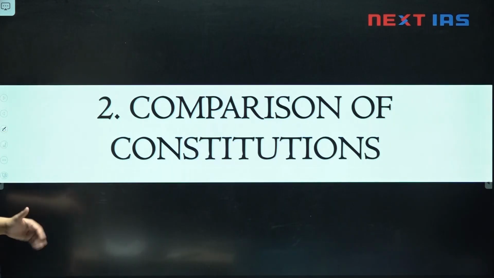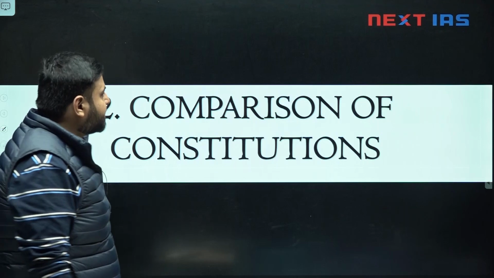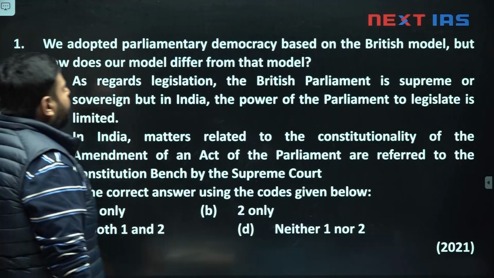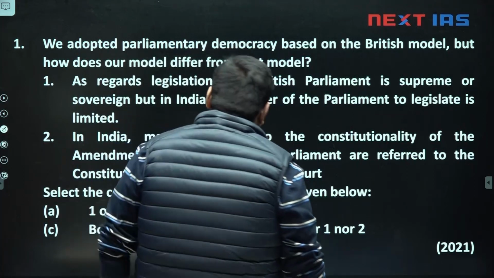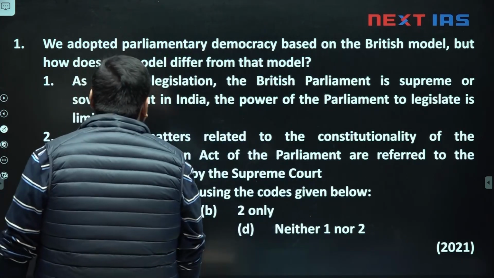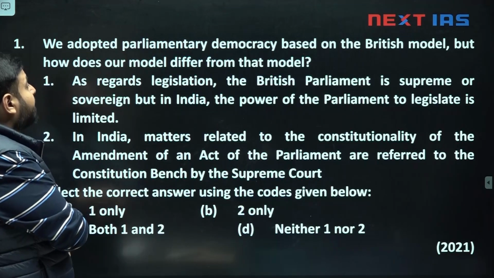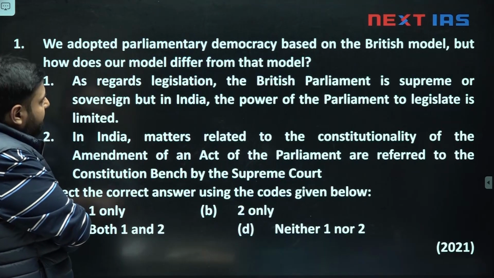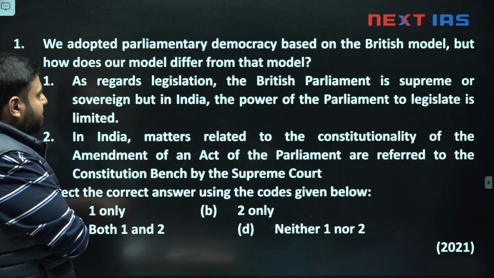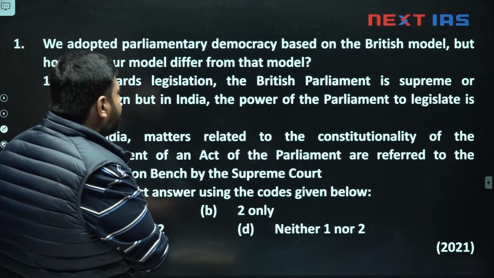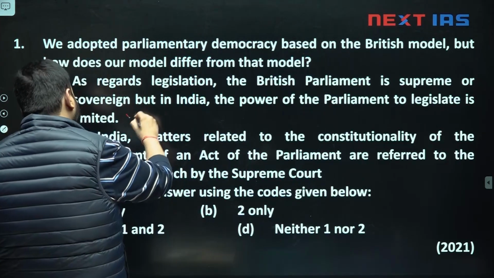Now we have to move towards the next topic, that is the comparison of the constitutions. We adopted parliamentary democracy based on the British model, but how does our model differ from that model? So we have to see how the Indian model is different from the British model. As regards legislation, the British Parliament is supreme or sovereign, but in India, the power of the Parliament to legislate is limited. This is correct.